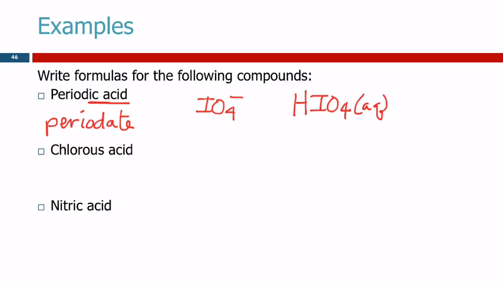Let's do chlorous acid. I change ous to what? Rick ate him before he could bite us. Ite ous, right. So this is from chlorite. Well, chlorate is ClO3 minus. Chlorite is ClO2 minus. -1 charge tells me I need 1 hydrogen, HClO2.